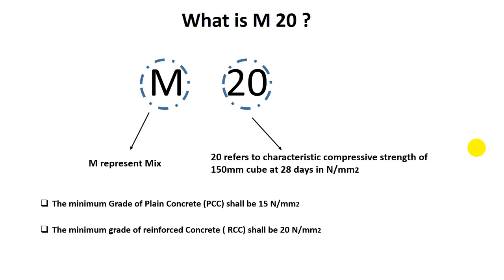But the minimum grade of reinforced concrete. What is reinforced concrete? When we use concrete with reinforcement, I mean when we design a beam, slab, or anything with reinforcement, then its strength shouldn't be less than 20 Newton per millimeter square. So I think it's clear to you what is the meaning of M20.